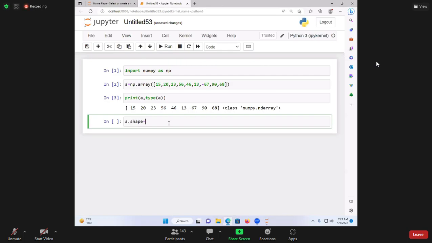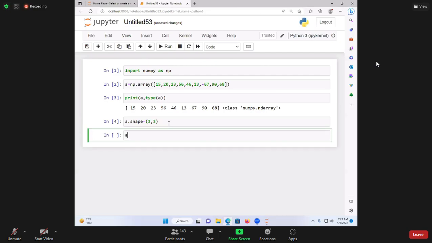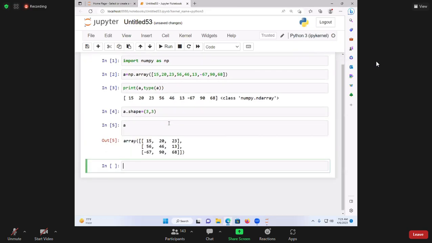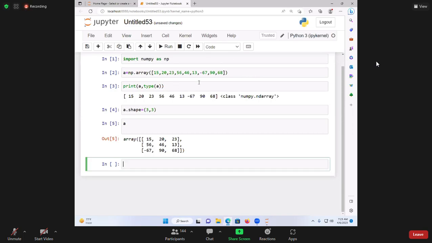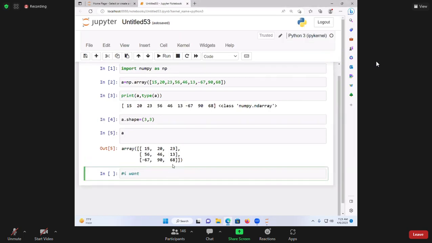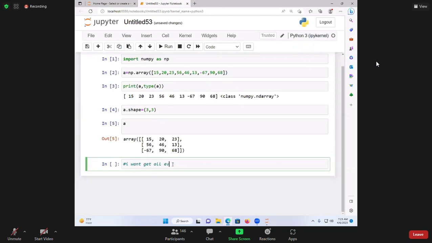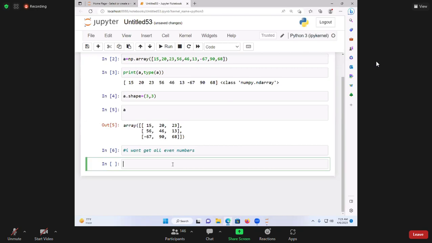A.shape is equal to 3, 3, because 9 elements are available. This is my given data. So today my requirement is, I want to get those numbers which are multiples of what? I'll write a comment here: I want to get all even numbers. That is my requirement. So how do you get the even numbers?